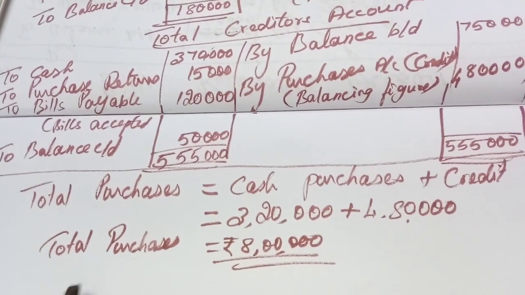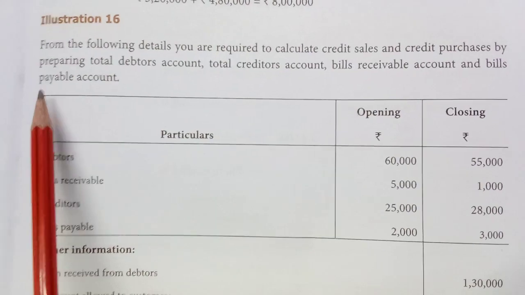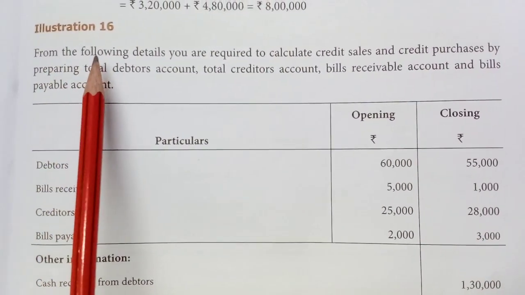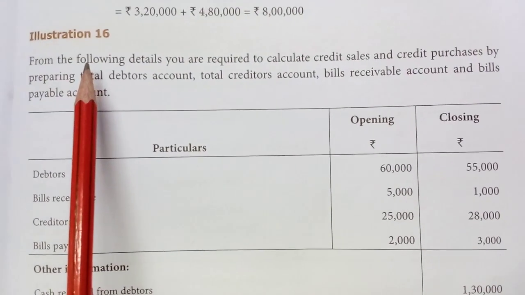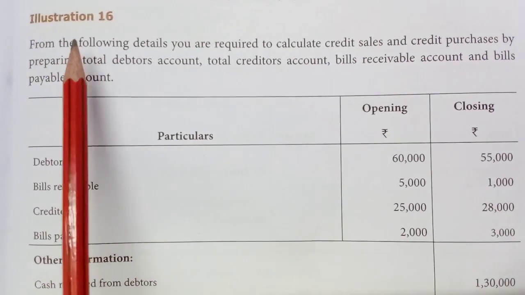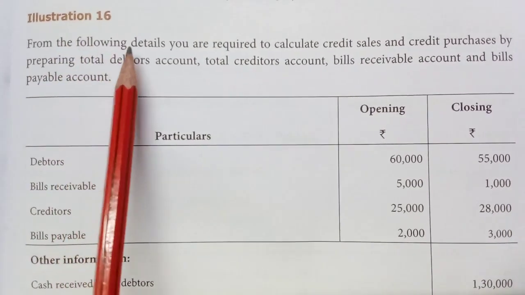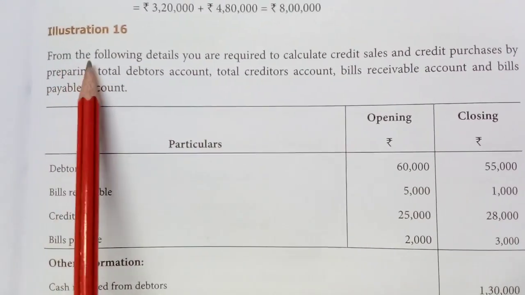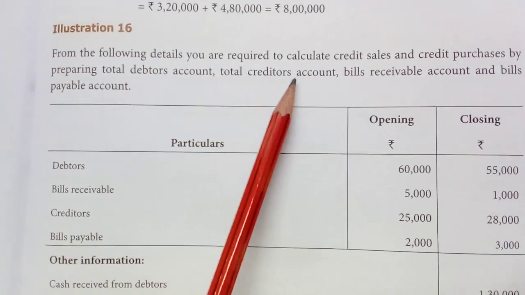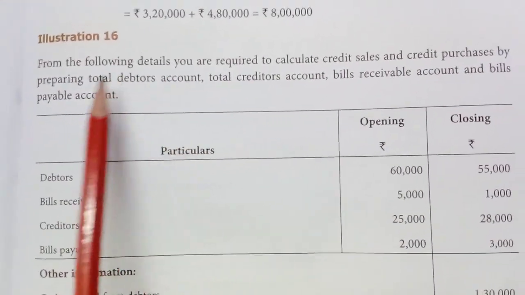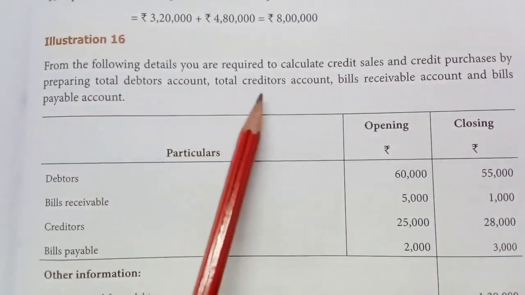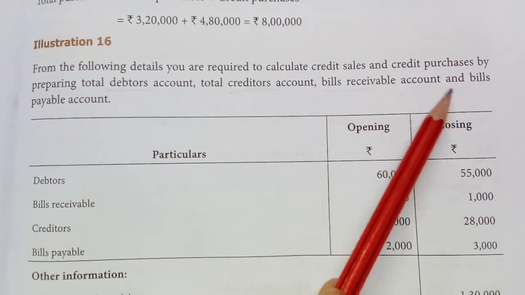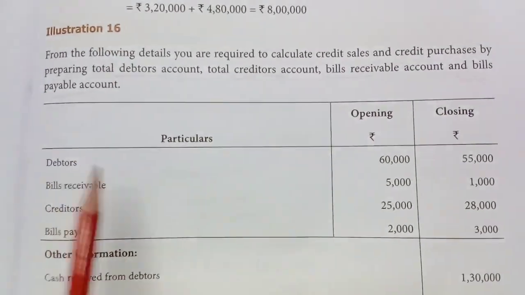Next we will see the next illustration, the 16th one. Now I will explain illustration 16. Here, what we studied yesterday, bills receivable and total debtors account, and what we have studied today will be combined together, and they have asked: from the following details, you are required to calculate credit sales and credit purchases by preparing total debtors account, total creditors account, bills receivable account, and bills payable account. We are going to prepare all the accounts in the same problem.